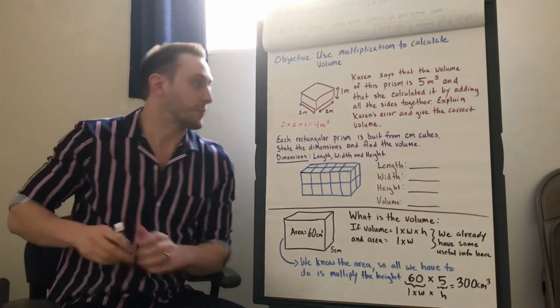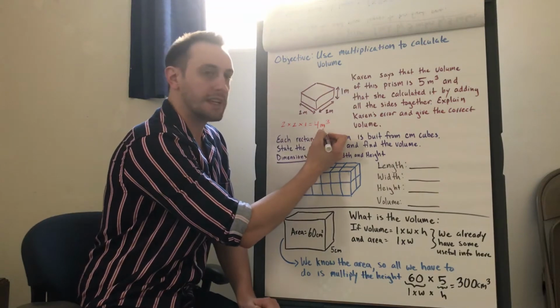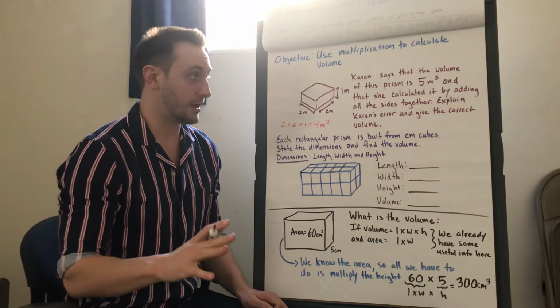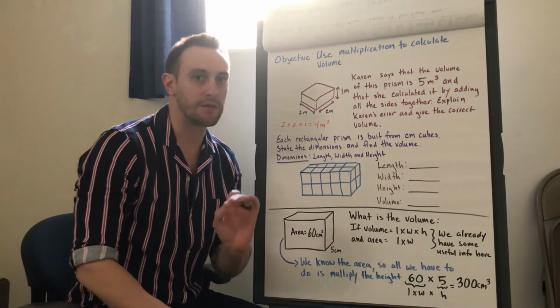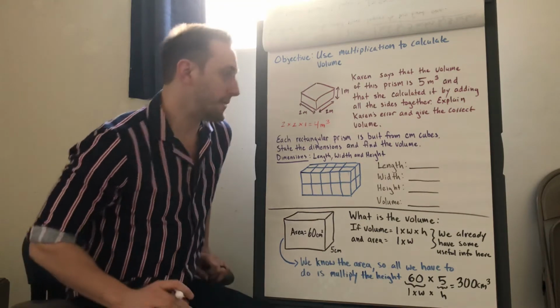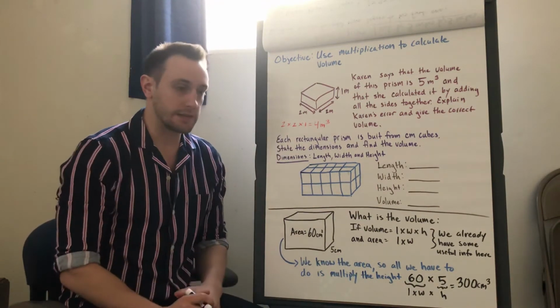There you have it. We have a volume of 4 meters cubed, not 5. She's wrong. She added the sides. We should have multiplied length times width times height. Now, let's move on to the next aspect of our lesson.